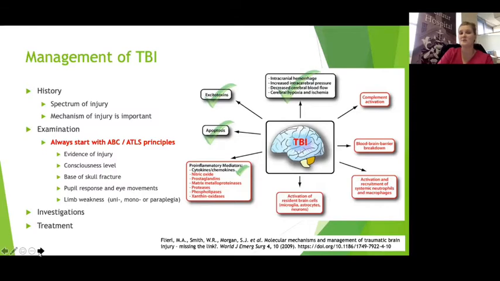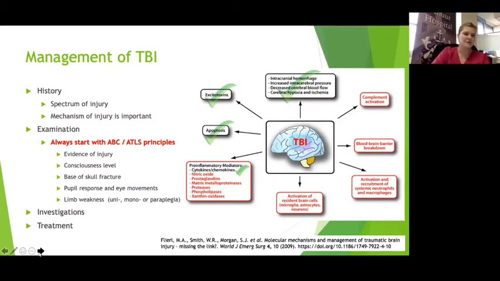It helps you look at the spectrum of injury that the patient has. The mechanism of injury is also very important, because it gives you an idea of whether it's a high velocity or low velocity injury, and what kind of injury you can expect the brain to have sustained.